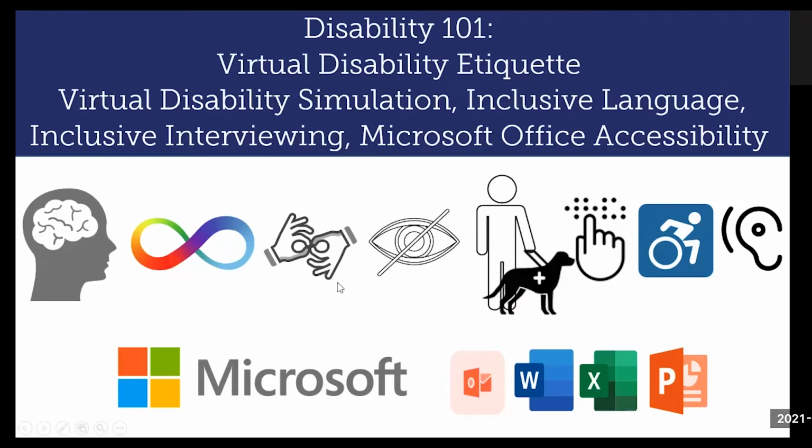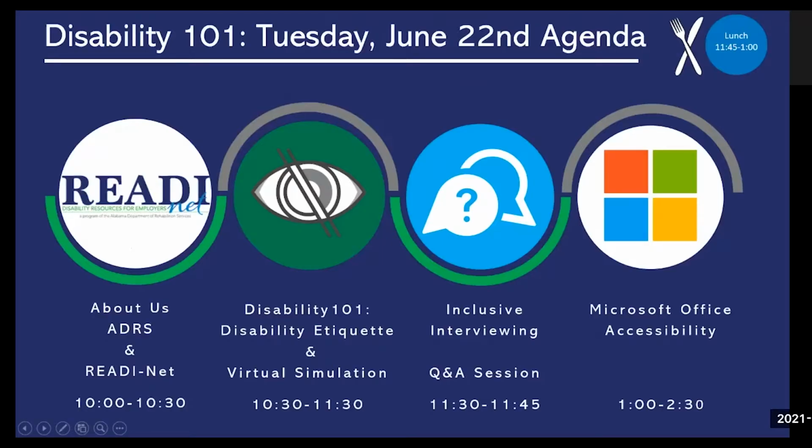All right, and here is our agenda for today. June 22nd. Can't believe it's June 22nd already, y'all. It's almost the 4th of July. Pretty crazy. But again, like I said, we're jam-packed. We're starting off where we're going to learn about ADRS, about us, and the Alabama Department of Rehab Services. Then we're going to learn about disability etiquette. We're going to have a virtual disability simulation. So y'all, that's going to be pretty cool. Y'all are really going to enjoy that.